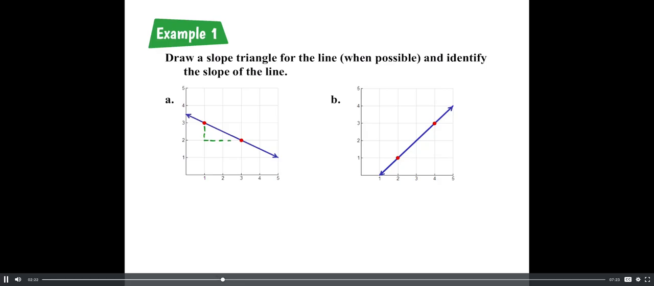The change in y coordinates is -1. And the change in x coordinates is +2. So the slope is -1 over +2. This simplifies to a slope of -1/2.